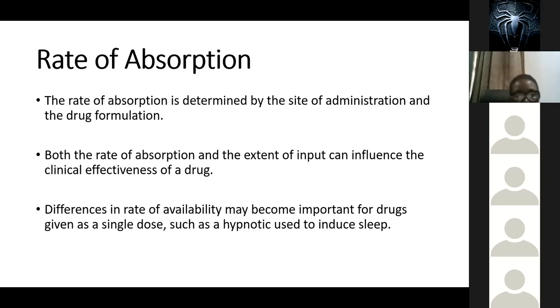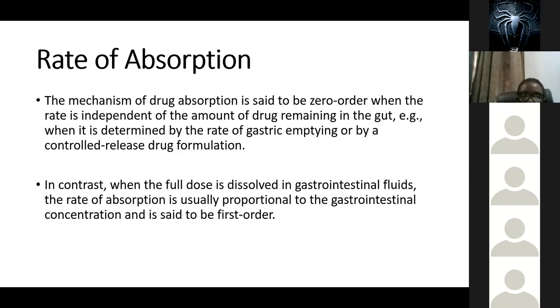So the rate of absorption of the medication is determined by two things: the site of administration of the drug and the drug formulation. The rate of absorption and the extent of absorption can influence the clinical effectiveness of the medication. Differences in rate of availability may become important for drugs given as a single dose, such as a hypnotic used to induce sleep. The mechanism of drug absorption is said to be zero order when the rate is independent of the amount of drug remaining in the gut. For example, if you give a medication and it is independent of the rate of gastric emptying.